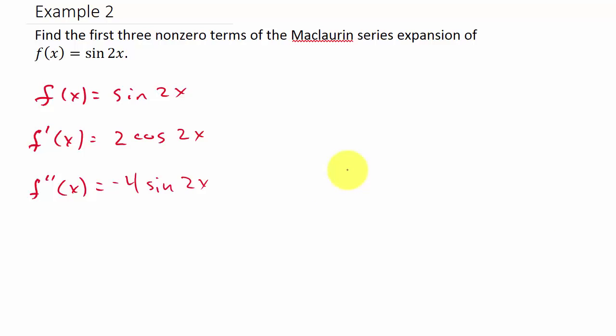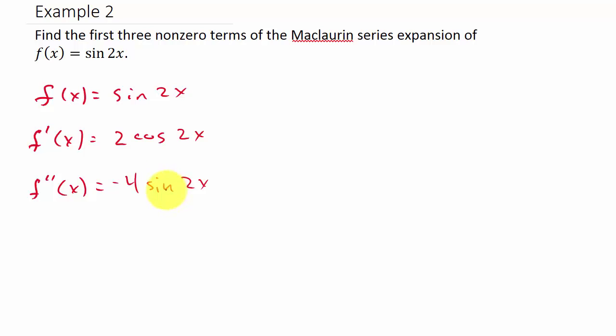So the question is how many derivatives are we going to need to take? Well, we know that we're evaluating each one of them at 0. So when we plug 0 in here for x, that's going to be the sine of 0, and the sine of 0 is 0. So that's not one of the terms. If we plug 0 in here, that's going to be the cosine of 0, and cosine of 0 is 1, and 1 times 2 is 2. So there's a term.